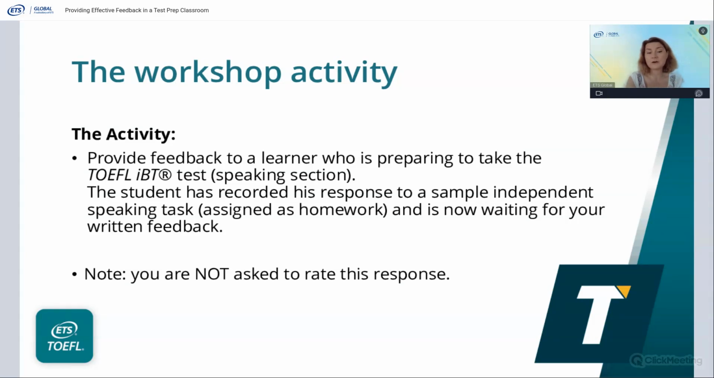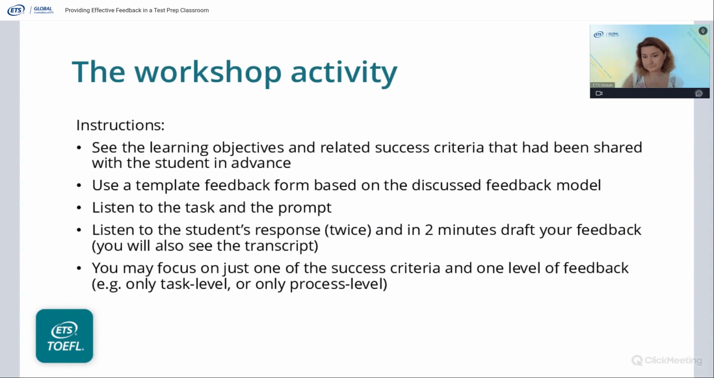Note, we are not going to rate this response. So we are not going to say what score the response would get, how it would be rated by raters. We are supposed to give a formative, descriptive feedback to help the students improve their performance. So now this is how this would work.